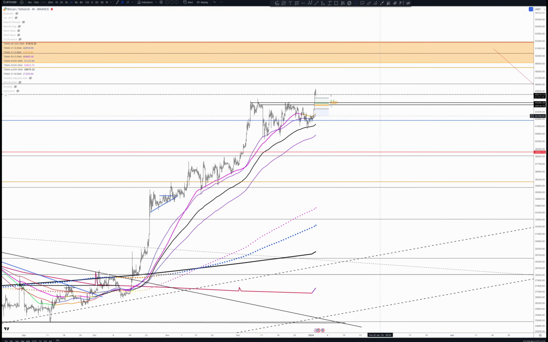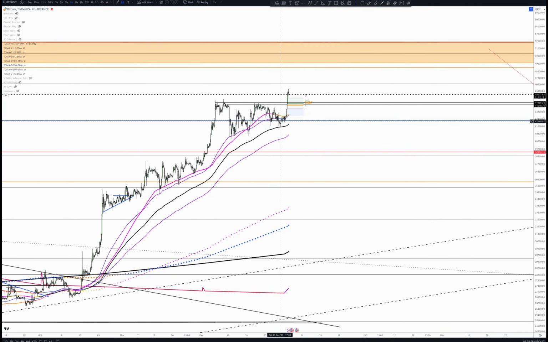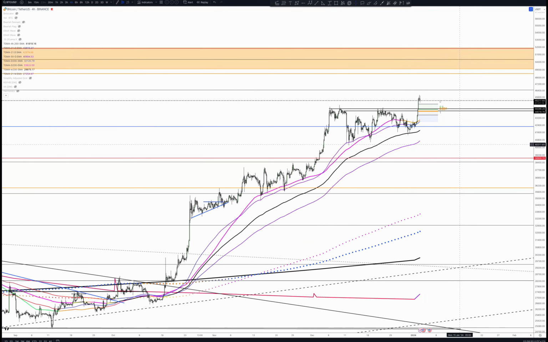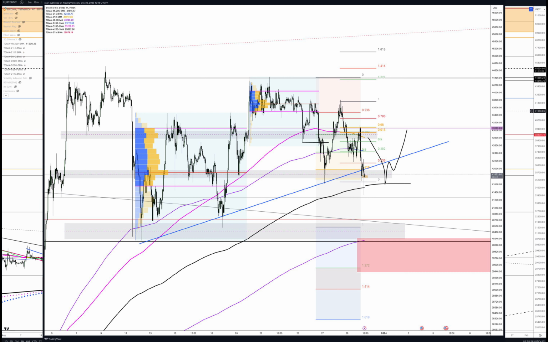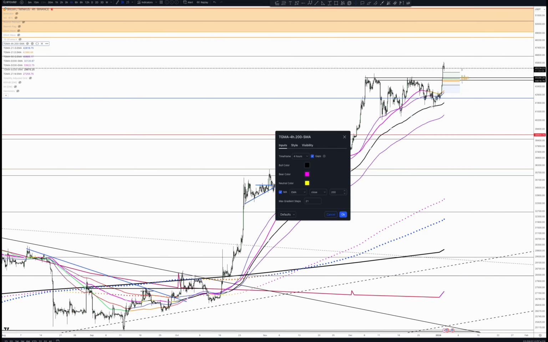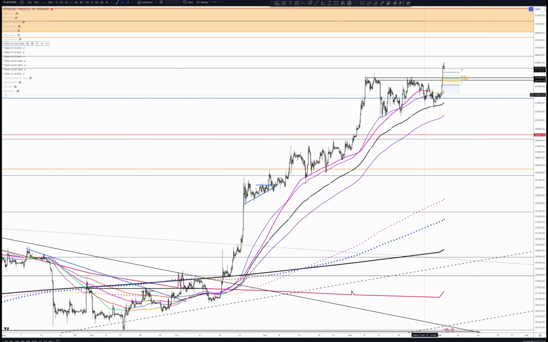So yes, we entered a long roughly around there, and I did call it out within our group. And I don't know if I mentioned it a few times before in the past, but this black moving average, which is the 200 EMA on the 4 hour, I really like that. And why do I like that?